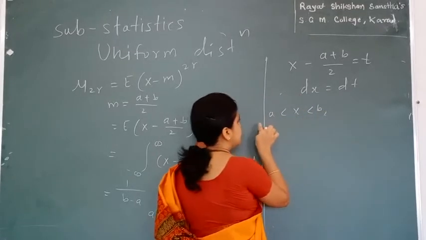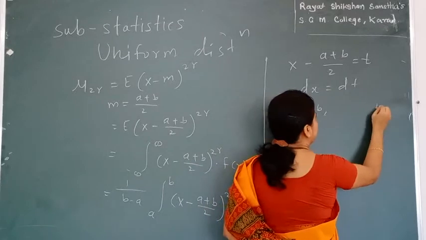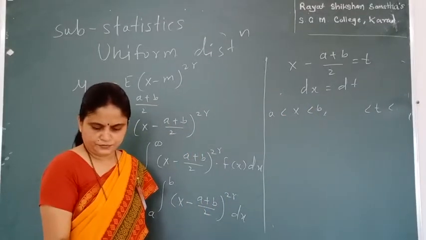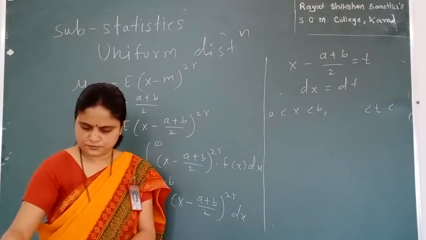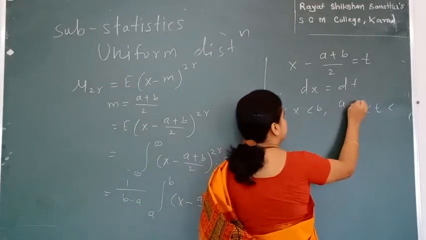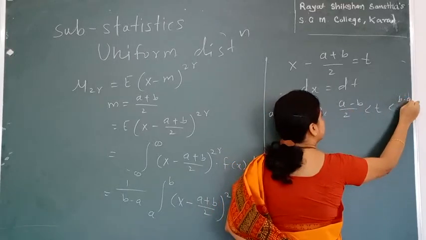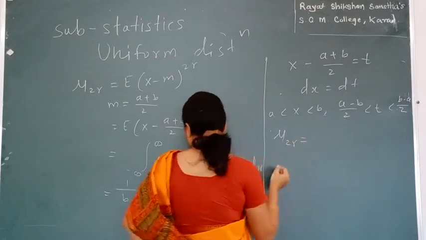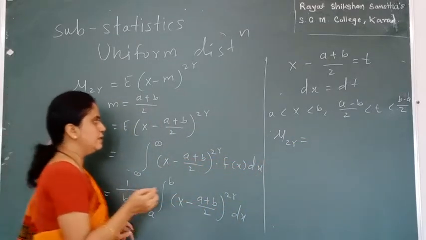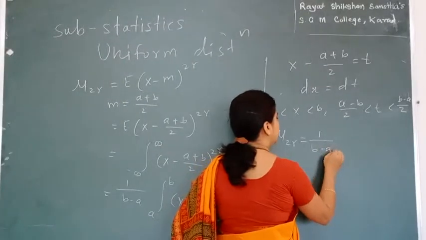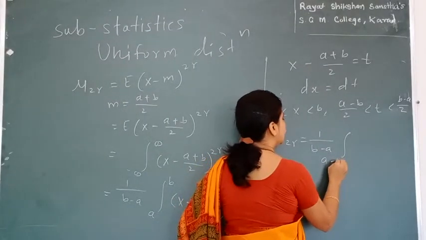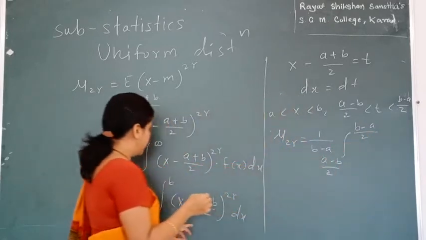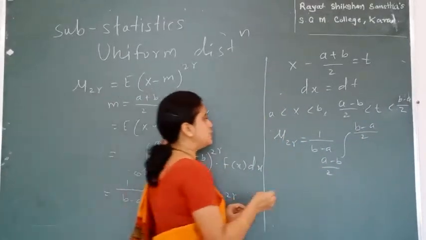That is, if x has range a to b, then we can have the range of t as a minus b by 2 to b minus a by 2. So I can put the values as mu 2r. This is equal to 1 divided by b minus a as it is, and the range becomes now a minus b by 2 to b minus a by 2, and in the bracket we put this as t raised to 2r dt.